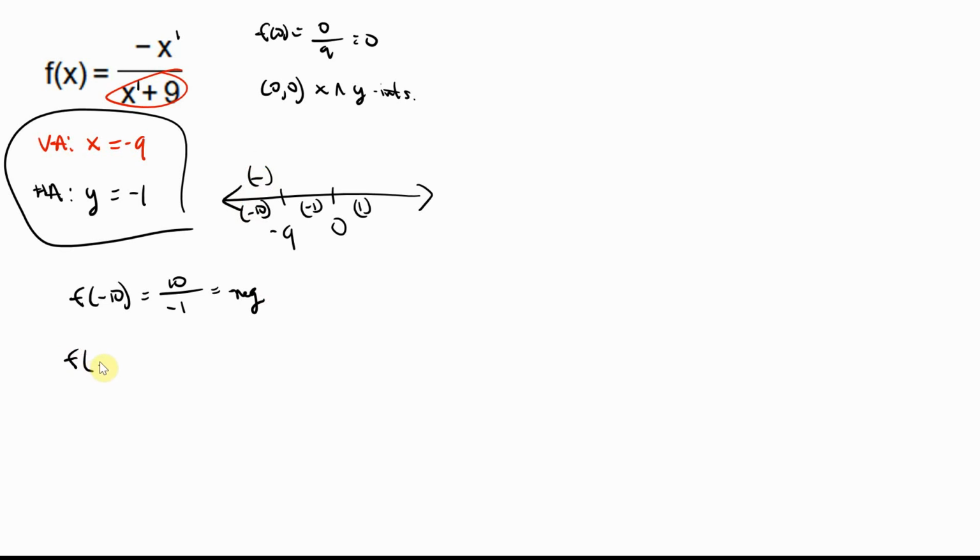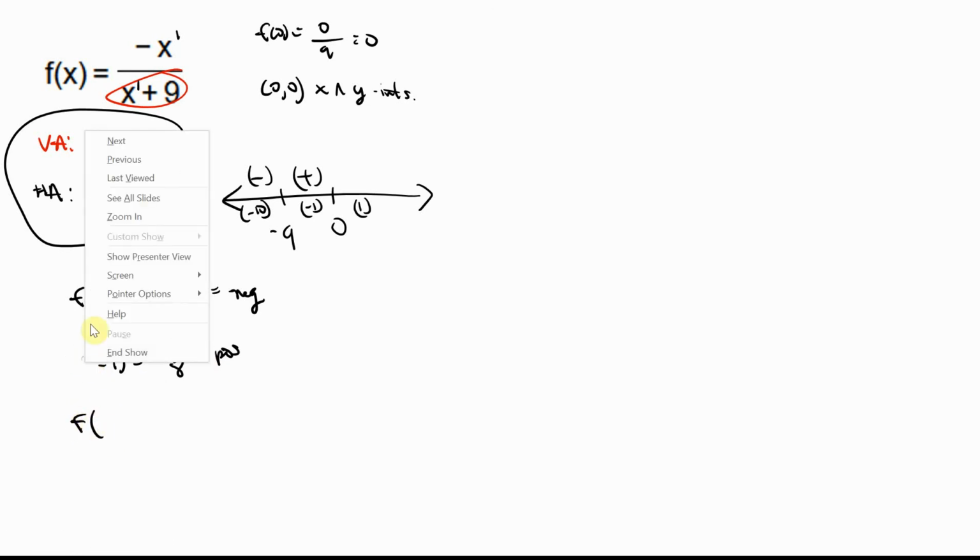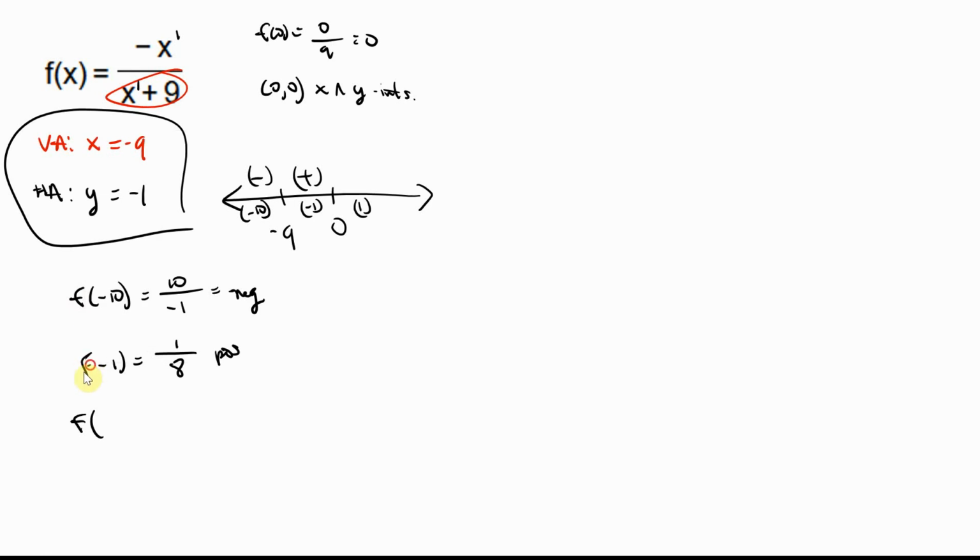Let's test f of -1. That's 1 over -1 plus 9. I get 8, positive. Let's test f of 1. So that becomes -1 over 1 plus 9. That's 10, negative.